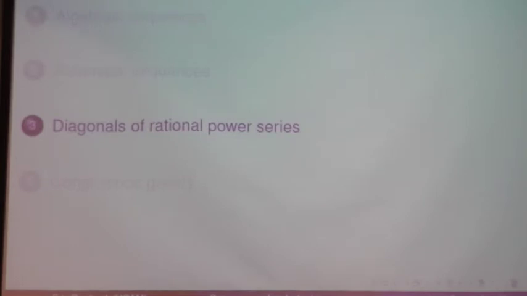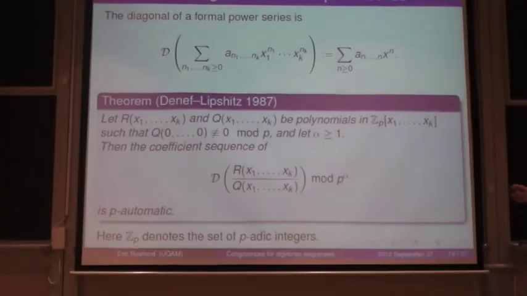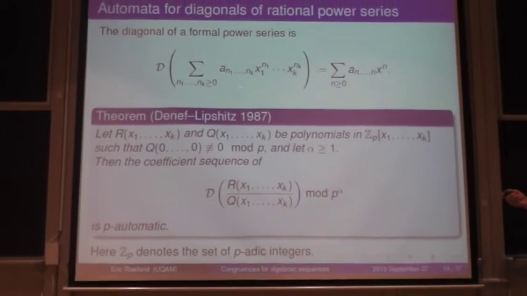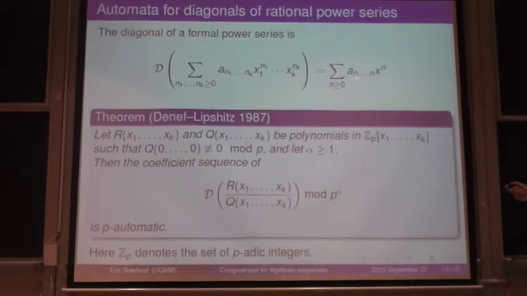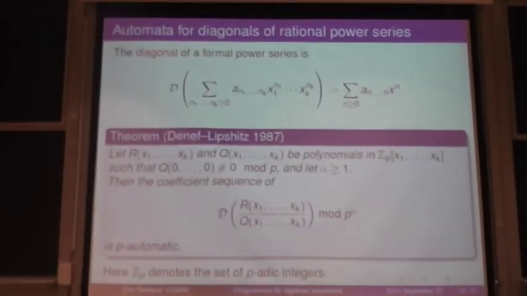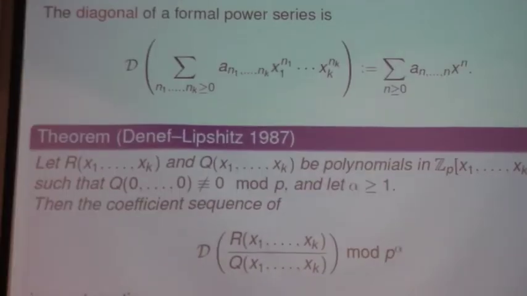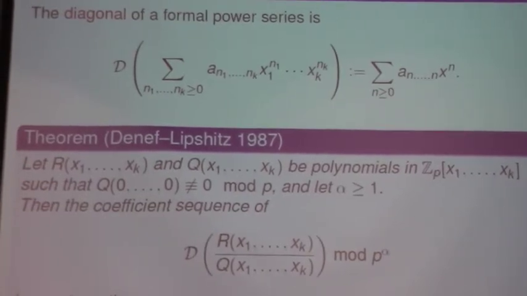So here's where diagonals of rational power series come in. Okay, what's a diagonal of a rational power series? Well, a diagonal of a general power series in multiple variables is just what you would think. It's a univariate power series where we set all the indices equal to each other. So if we think about all the coefficients in a big finite dimensional array, then it's just the diagonal of that array.